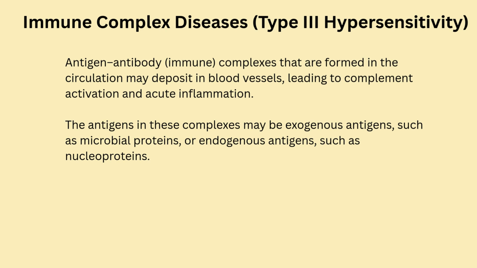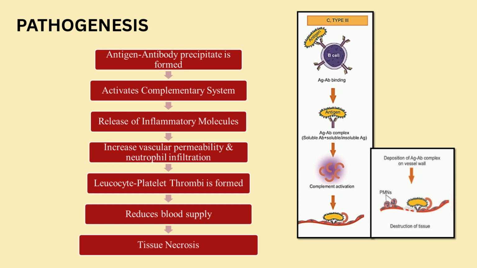There, the target cells were present and phagocytosis occurred, or the target cells were broken down. But here the whole antigen antibody complex is there in the blood vessels itself, which results in complement activation and acute inflammation. And these antigens may be exogenous antigens like microbial proteins or endogenous antigens like nucleoproteins. So now let's move ahead and talk about the pathogenesis.